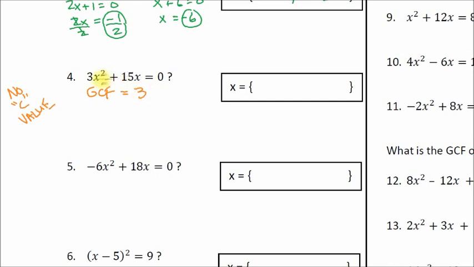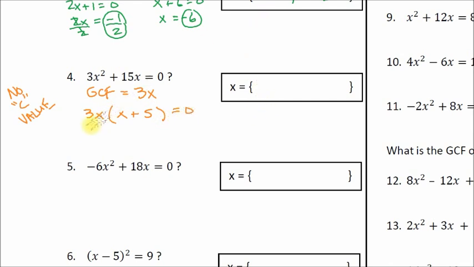But also, class, we have a common variable. With no c value, you will have a common variable. In this case, it is x. So now all we have to do is factor out the 3x. 3x times x gets me back to 3x squared. 3x times 5 gets me back to 15x. And my factoring is done.